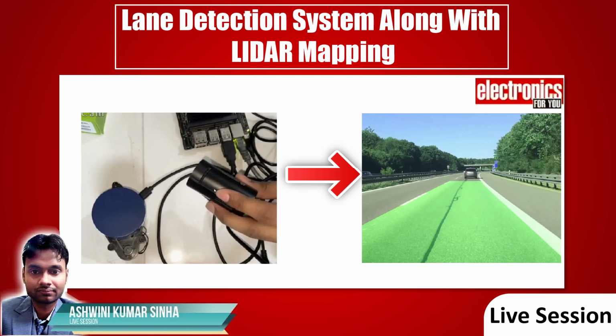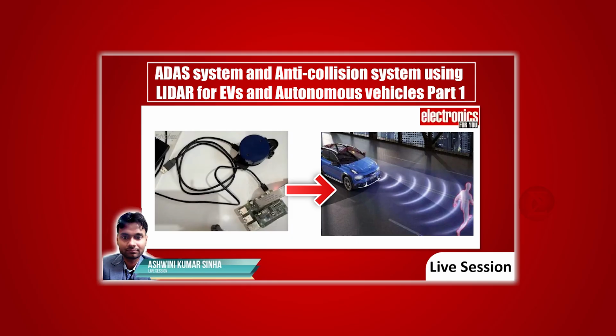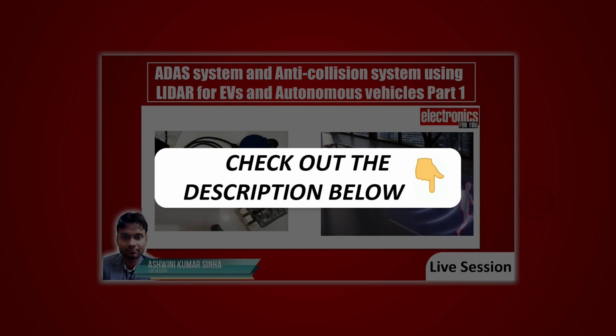Hello friends, today's project is a lane detection system along with LIDAR mapping. This project is the extension of the project ADAS system and anti-collision system using LIDAR for EVs and autonomous vehicles, which was covered in the last section. Kindly click on the link below to check part 1.